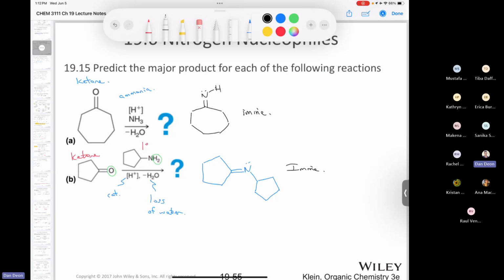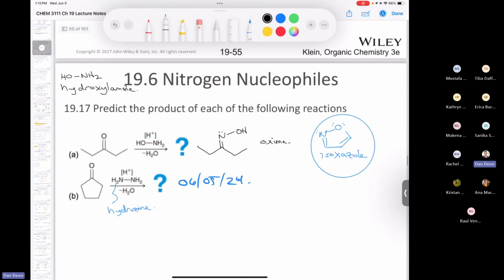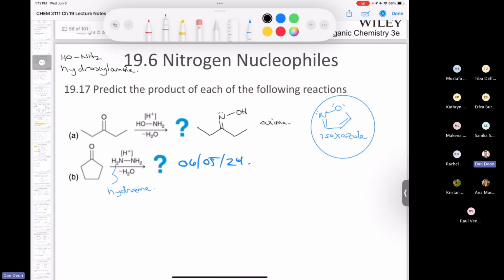All right, give me a thumbs up if you're with me on that imine formation. Everybody, does that make sense to everybody? Cool.